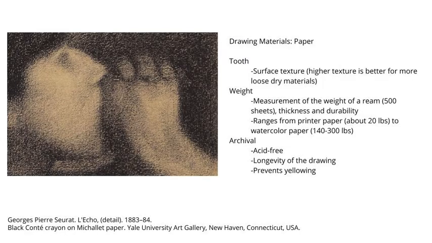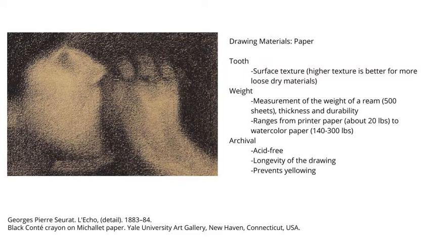Now, let's get into drawing materials. So first of all, what do you draw on? You need some paper. There are some qualities of paper that I'd like you to understand. So paper has a tooth to it. It can have more tooth or less tooth to it, and that is the surface texture.